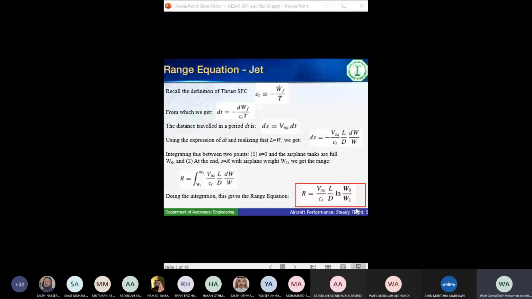Put more fuel on board the aircraft, improve L over D, and the last thing mentioned here by Amin is to pick the engine that has the least specific fuel consumption, CT. So these are the three things we can do: more fuel, an airfoil that has CL over CD max, and an engine that has the lowest CT.